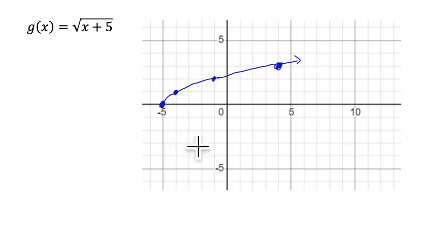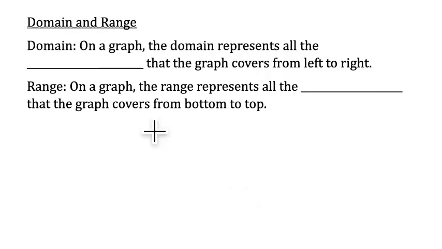And there's our graph of y equals the square root of x plus 5 inside the square root sign. Square root graphs offer a great opportunity to practice domain and range. Now in a graph, the domain represents all the x values that the graph covers from left to right.